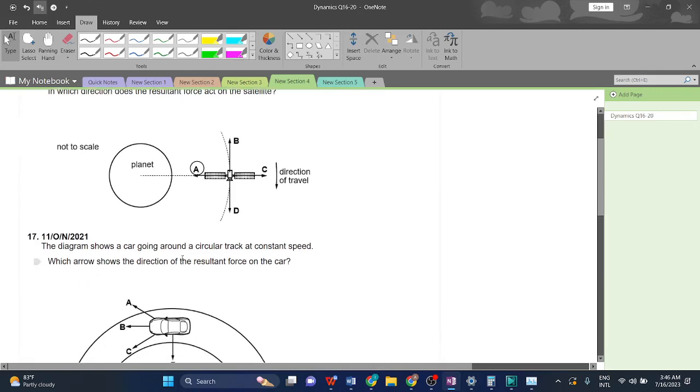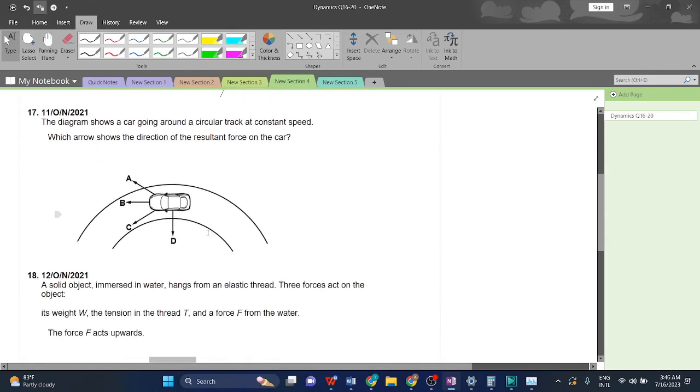Okay, question 17. The diagram shows a car going around a circular track at constant speed. Which arrow shows the direction of the resultant force on the car?